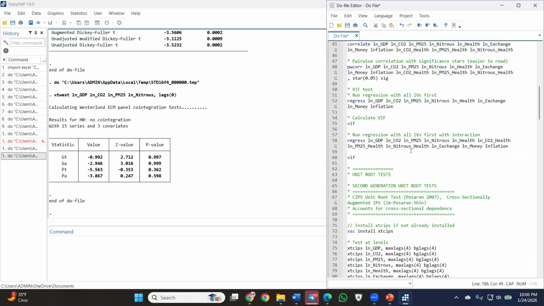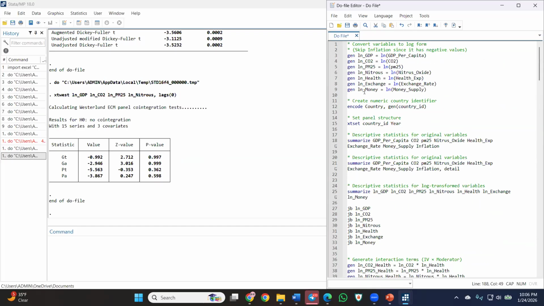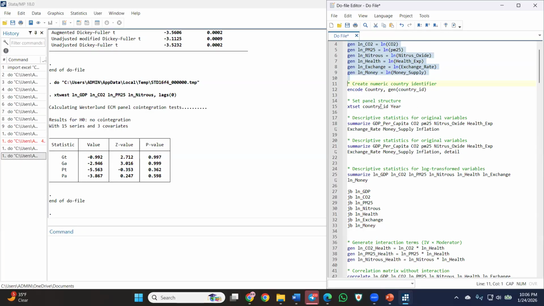Okay, so I'm going over. In the beginning, we converted our data to log. We encoded the country to create a country ID. I said we have to change the alphabetic values, which is the string, to numeric values. So we generated a country ID, or the country identifier. Then we set our panel structure. I said in STATA, if it is a time series, you have to set it. If it is a panel, you have to set it, so that STATA will know the kind of data you are dealing with.